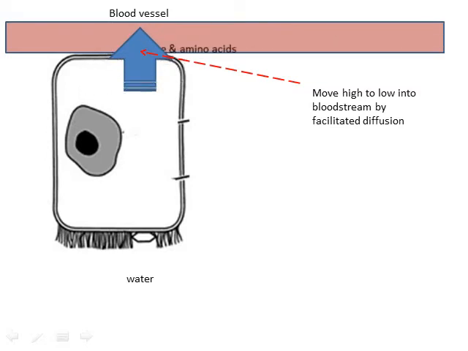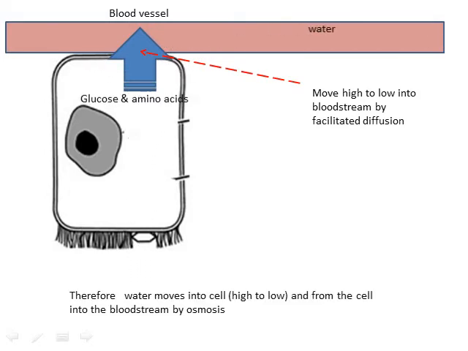The knock-on effect of this is that the high levels of glucose in the brush border cells are continually being topped up, and this creates an osmotic pull on the higher levels of water in the food mass. So water moves into the cells by osmosis, and then again by osmosis from the cells into the bloodstream.